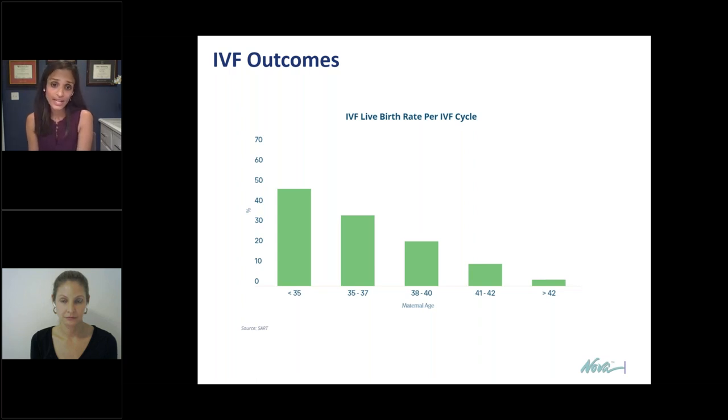But on average, this is national data for women under 35, the success rate of one cycle is about 40 to 50%, and that declines by about 10 to 20% every 2 to 3 years. So by the time a woman is in her early 40s, the success rate of an IVF cycle is about 10 to 15%, and for a woman over 42, the success rate is now in the single digit numbers.